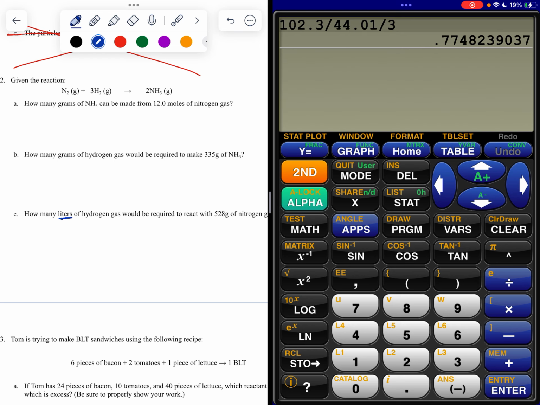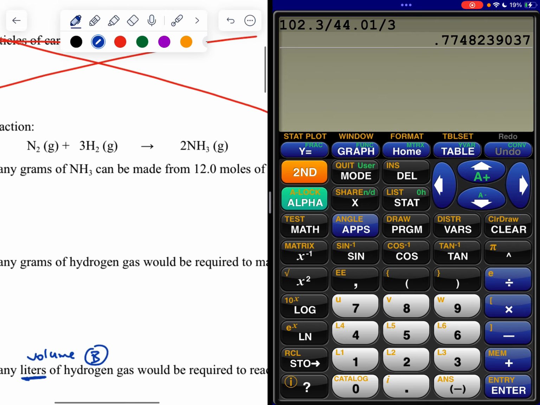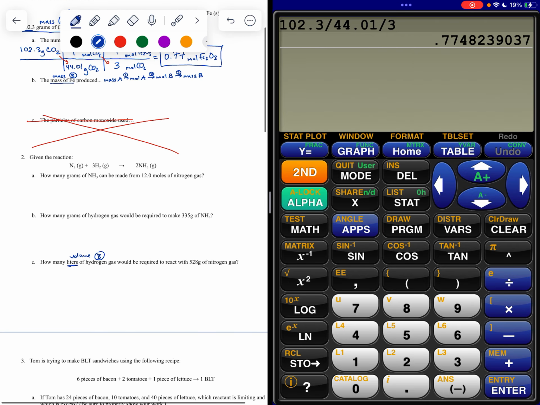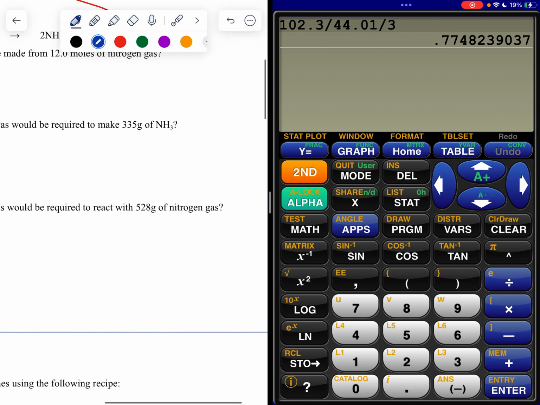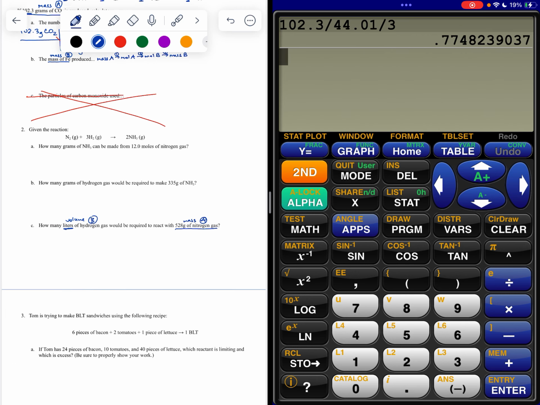Just note that anytime you have liters, like in C there, liters is volume. So in this case, for this set of problems, this would be volume of B, hydrogen gas, and remember it's H2, right? So on and so forth, would react this many. So I have G, which is grams, so I know it's mass of A. That's a starting substance, right?